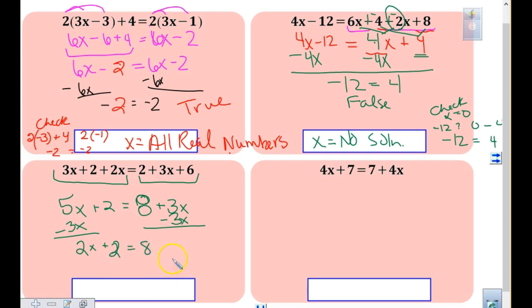Okay, so I'm looking at that one. And what am I going to have to do on it? 2x plus 2 equals 8. This is like we've been doing, right, for a long time. So we get 2x equals 4. Divide both sides by 2. And x equals 2. Do we know how to check this?